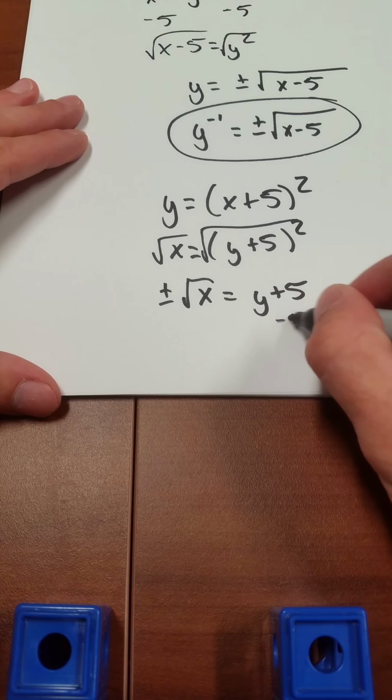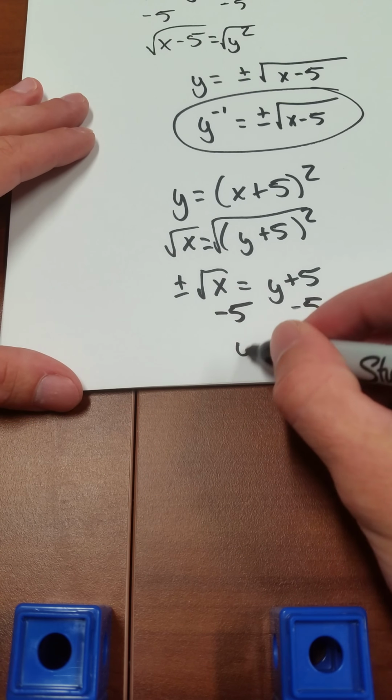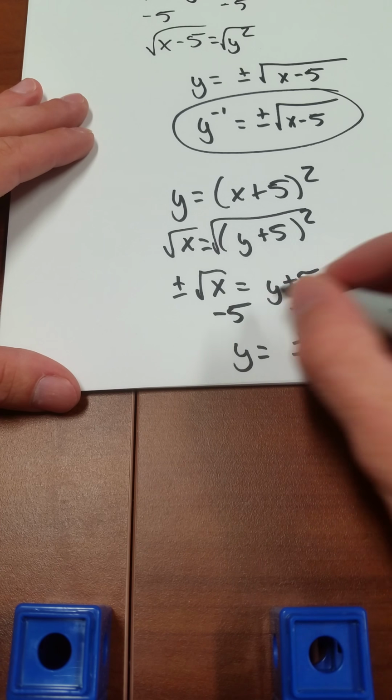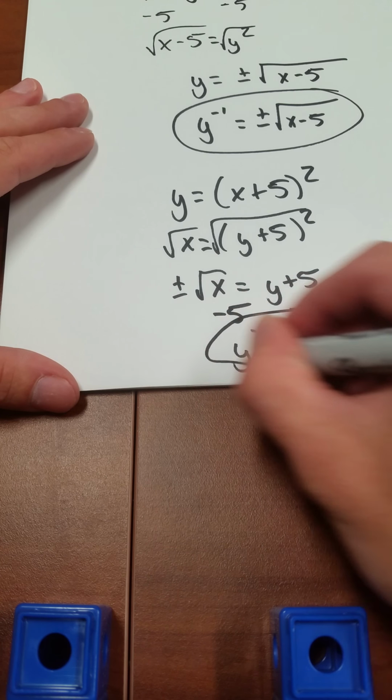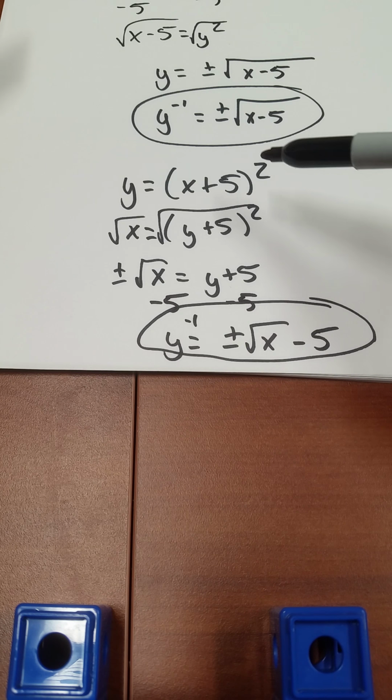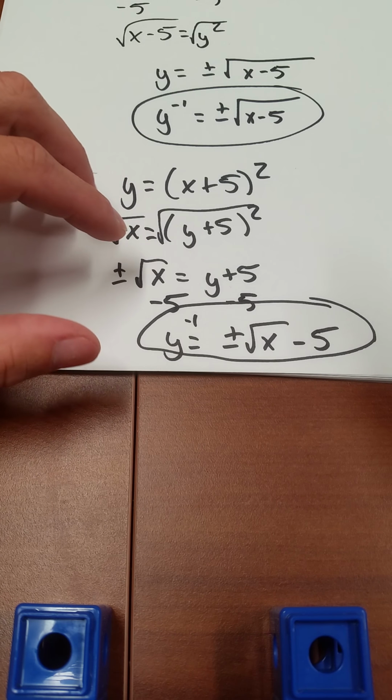Now I solve for y by subtracting 5. y equals plus or minus square root of x minus 5. And then make it an inverse, and that would be your solution. So slightly different. Go back and watch this again. Check and see what I did there. Slightly different way of solving those two problems.